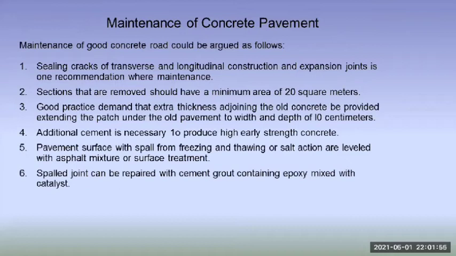Maintenance of concrete pavement. Maintenance of a good concrete road could be argued as follows. Number one is sealing cracks of transverse and longitudinal construction and expansion joints is one recommendation for maintenance. Number two is sections that are removed should have a minimum area of 20 square meters. Number three is good practice demands that extra thickness adjoining the old concrete be provided, extending the patch under the old pavement to a width and depth of 10 centimeters.